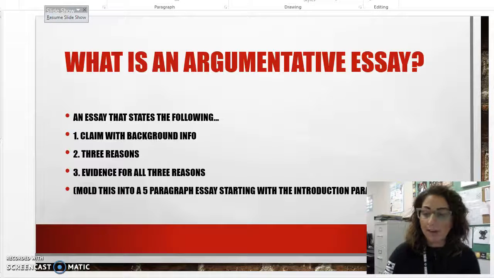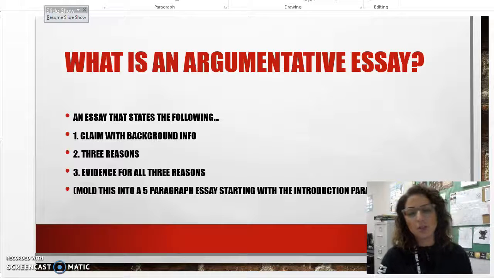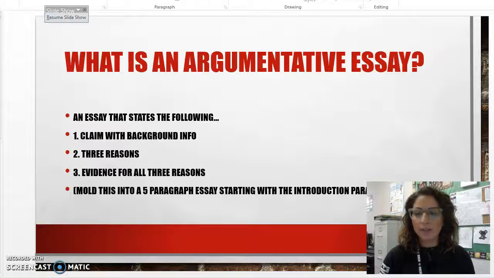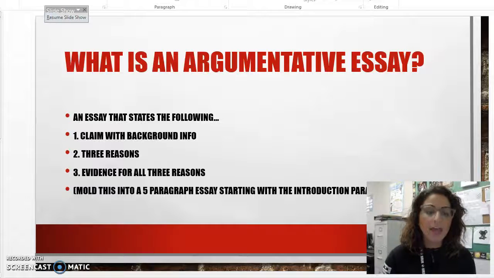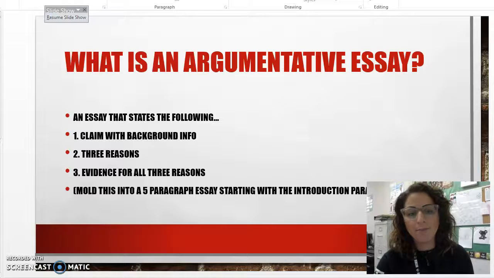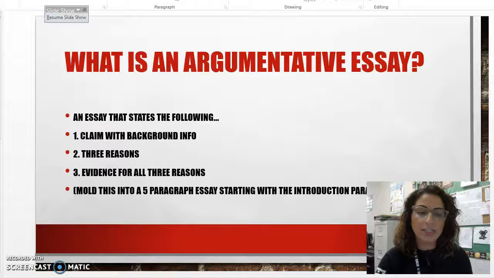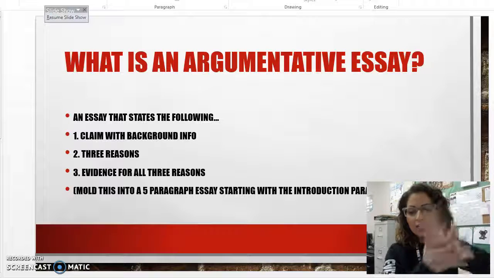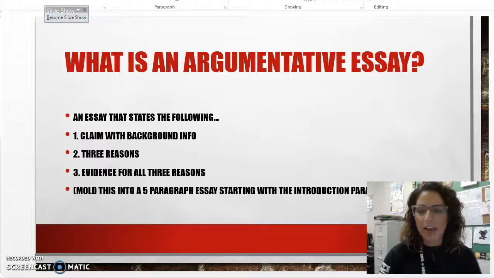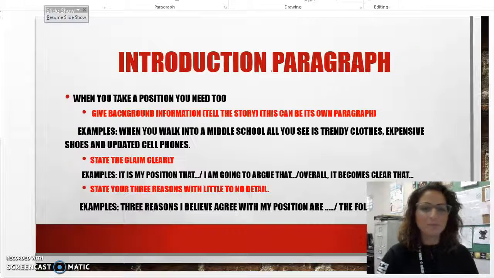And background info, which a lot of students struggle with. Background info is what is the information behind it? Why are we talking about this? What is going on that makes this claim important? And so that's what we're going to explain. Also, 3 reasons are very important to have, with evidence for all 3 reasons. And then we'll mold this and condense this into a 5-paragraph essay.